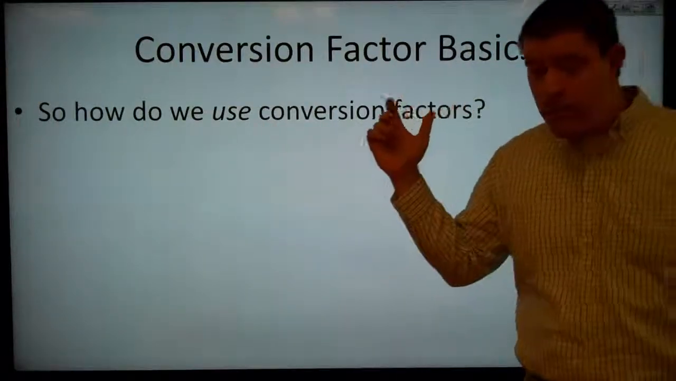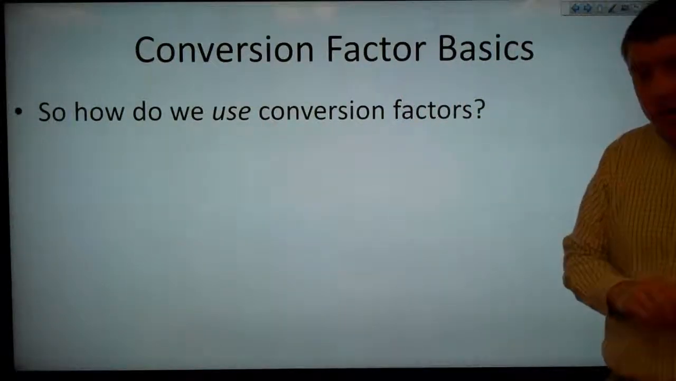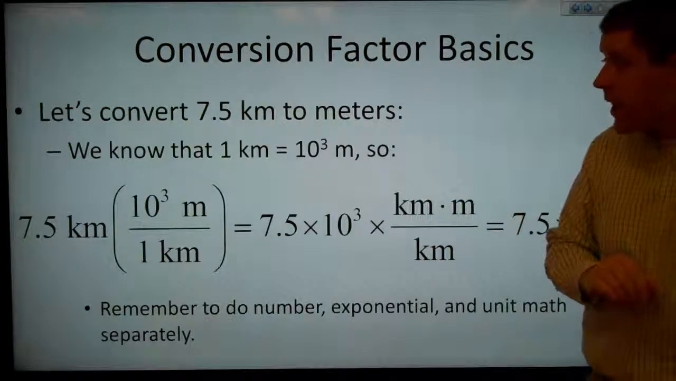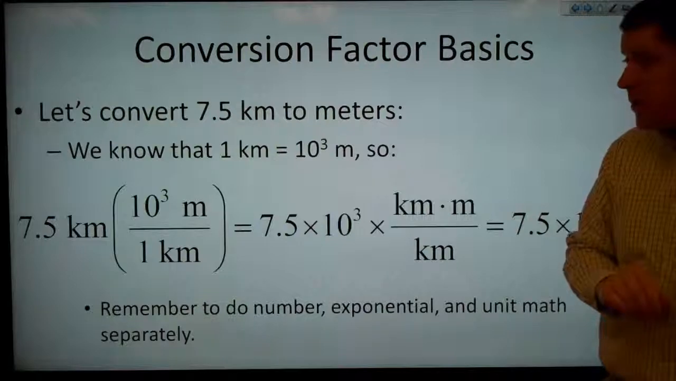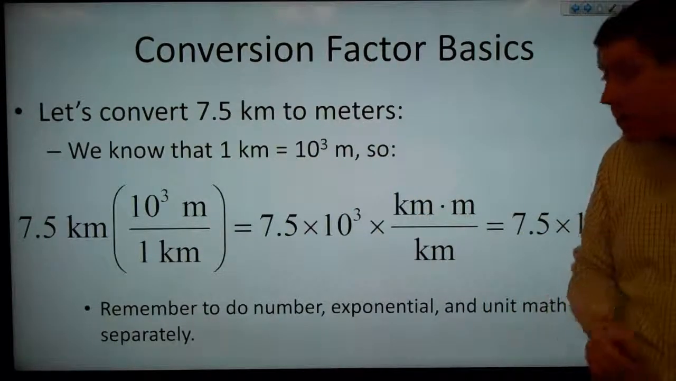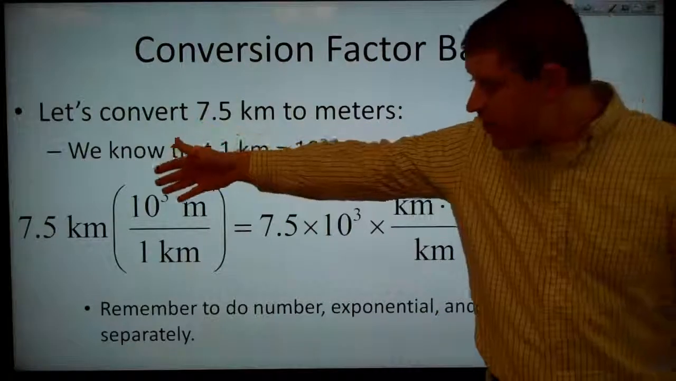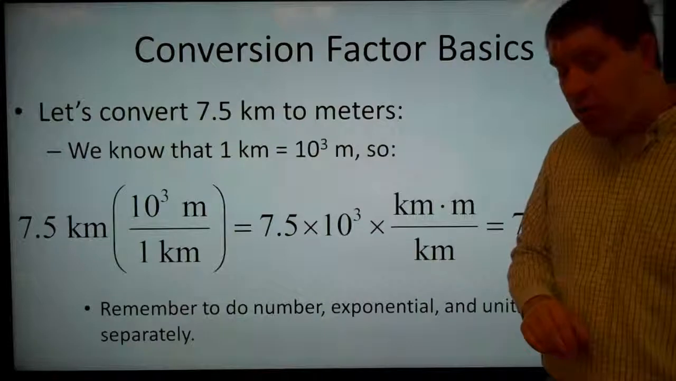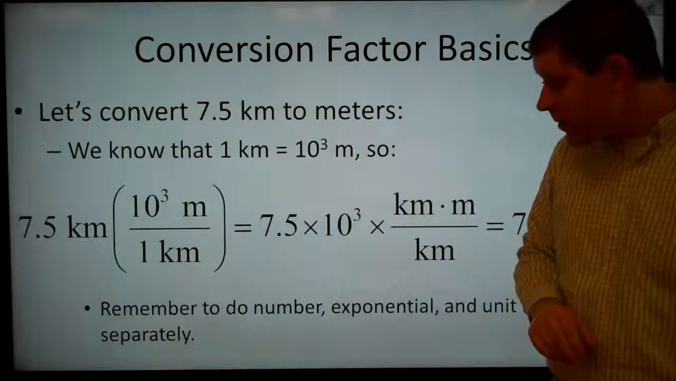So, how do we actually use our conversion factors? So let's look at an example. Let's convert 7.5 kilometers to meters. We know that 1 kilometer is equal to 10 to the 3 meters, 1,000 meters. So we can say that 7.5 kilometers times 10 to the 3 meters divided by 1 kilometer.